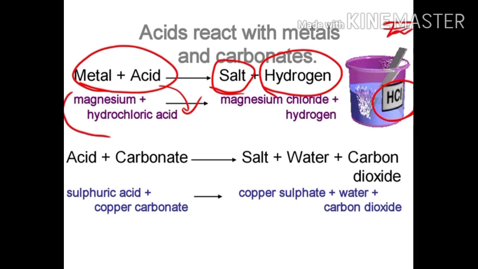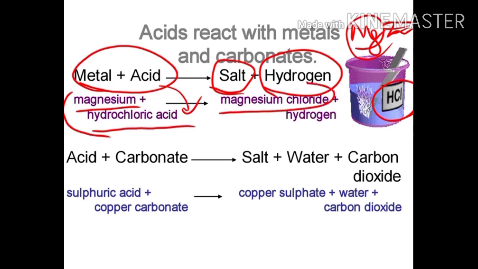If you are taking the magnesium ribbon, that is magnesium treating with hydrochloric acid, you will be getting magnesium chloride, which is a salt, and hydrogen gas will come out. Again I'm telling you how to find the hydrogen gas with the help of the pop sound.